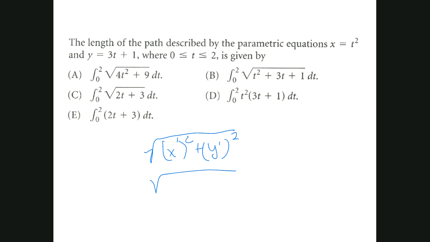So x prime, that's just going to be 2t squared, plus y prime. Well, that's going to be 3 squared. So I would end up with the square root of 4t squared plus 9. So I think that would be my answer, and that would be letter A. All right, any questions on parametric equations?